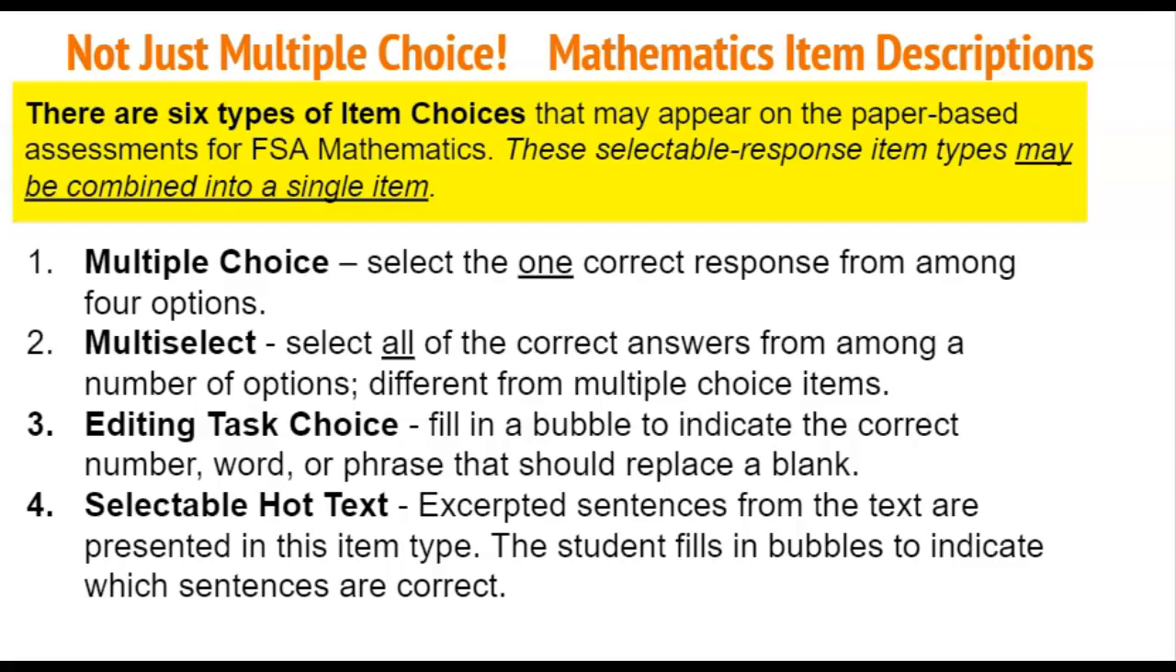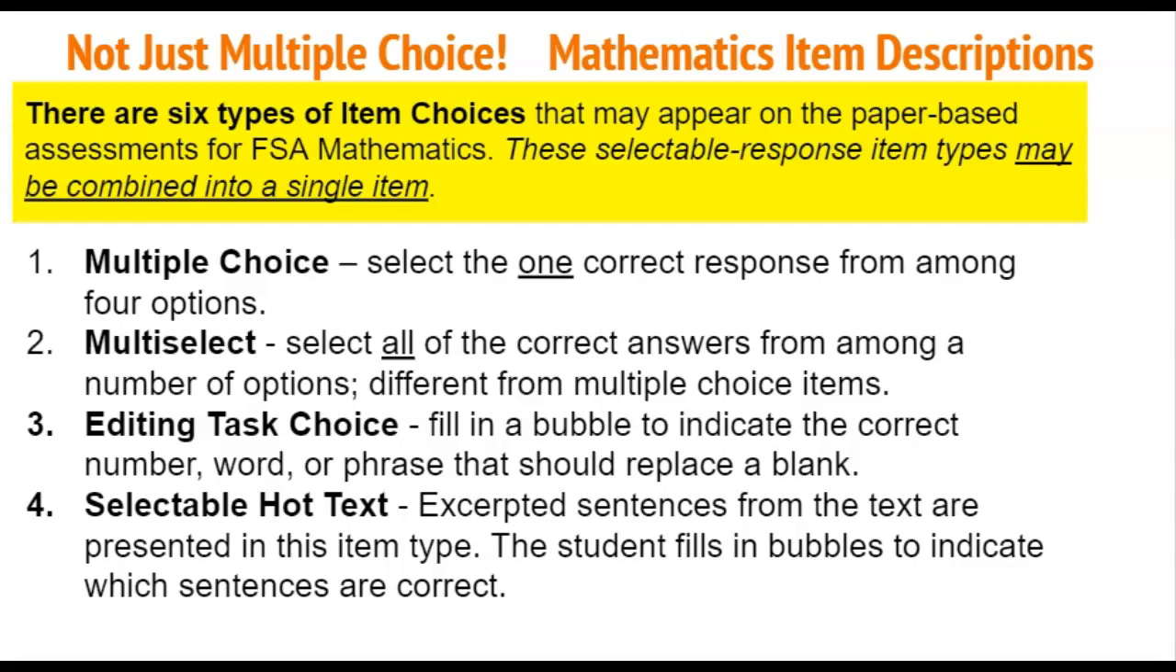The FSA mathematics test contains more than multiple choice item choices. There are 6 types of item choices that may appear on the paper-based test that the students will take. Multiple choice items will be one of the 6 types. Students will also see multi-select items where they must select all correct answers from among a number of options. Editing task choice items where they fill in a bubble to indicate the correct number, word, or phrase.